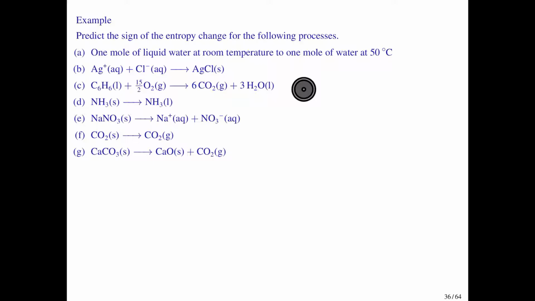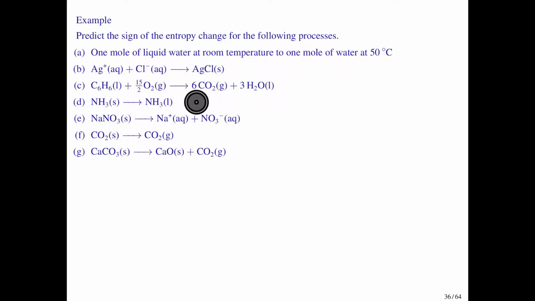For part C, we see that we have a heterogeneous reaction. We've got liquids and gases. Really, all you need to do is count the number of moles of gas on each side of the reaction. And the side that has more moles of gas will have the larger entropy. So on the left-hand side, we've got 7.5 moles of oxygen gas, and on the right-hand side, we have 6 moles of carbon dioxide gas. So the number of moles of gas decreases in this reaction, and so delta S will be negative.